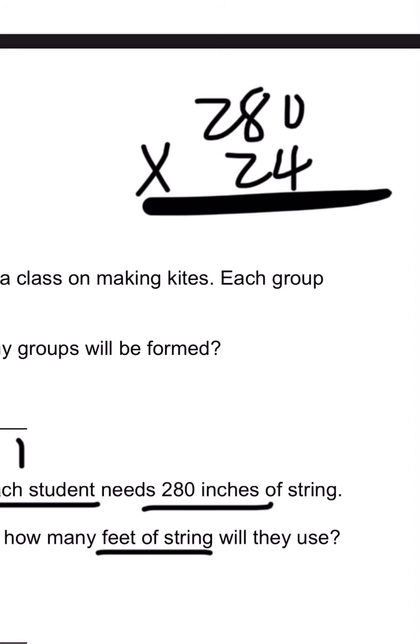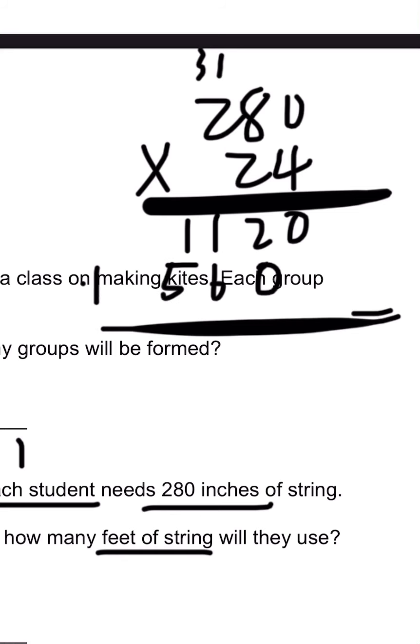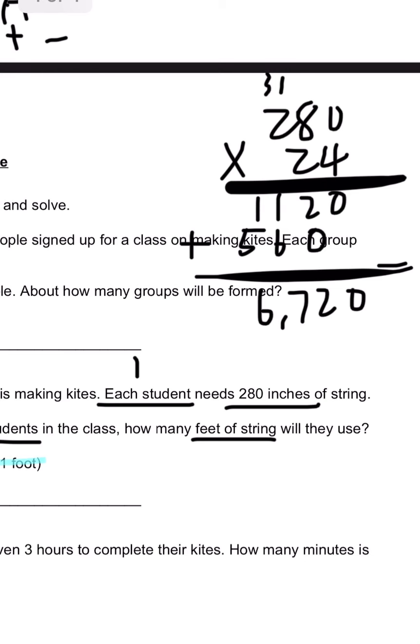When we multiply that, we'll get 2 times 0 is 0. 2 times 8 is 16. Carry the 1. 2 times 2 is 4. Plus 1 is 5. So we'll add this all up and we get 6,720. Now this is inches.